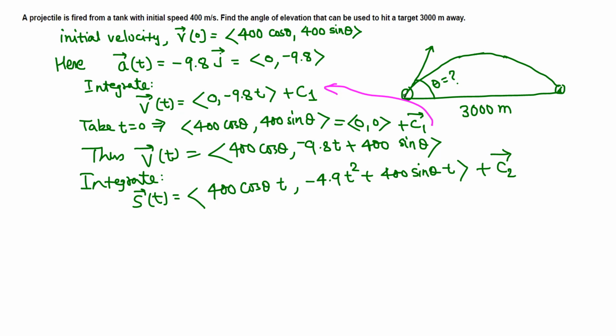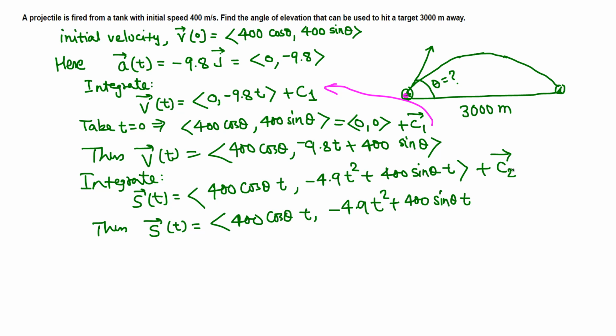Now initial position, we can say this is 0, okay? When we started, the projectile is fired from the tank, let's say from the ground, that's the initial position, 0, 0. So putting 0, 0, this becomes just 0, 0, so we don't have to write that. Thus the position at any time will be just 400 cosine theta t, comma, negative 4.9 t squared plus 400 sine theta t.